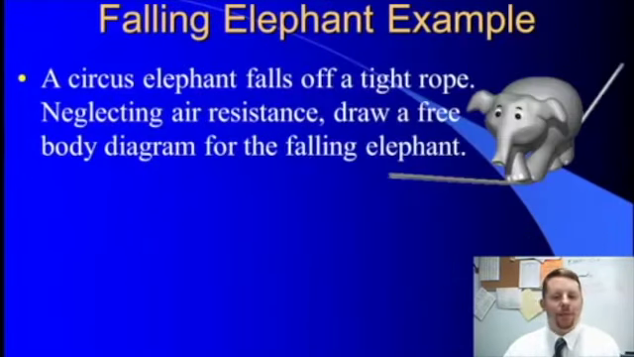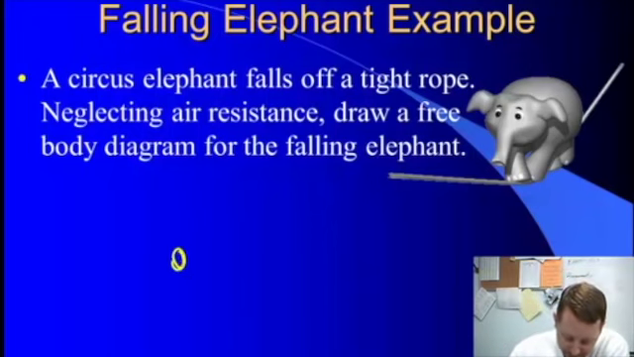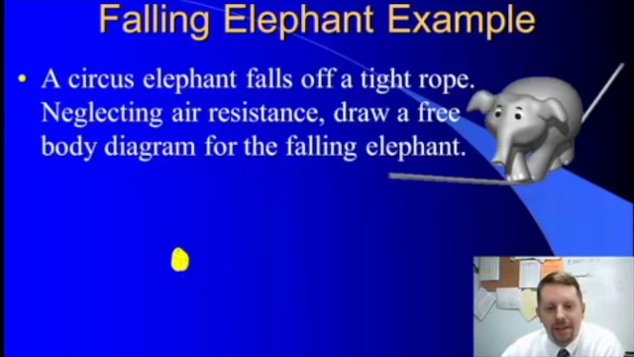Let's take an example. Here we have an elephant walking on a tightrope, and apparently our elephant had a bad day and fell off the tightrope. As he's falling, let's draw the free body diagram for our elephant, and we'll neglect air resistance for this problem. To draw our elephant, we start off with a dot. There's our elephant. And what forces act on the elephant as he's falling?